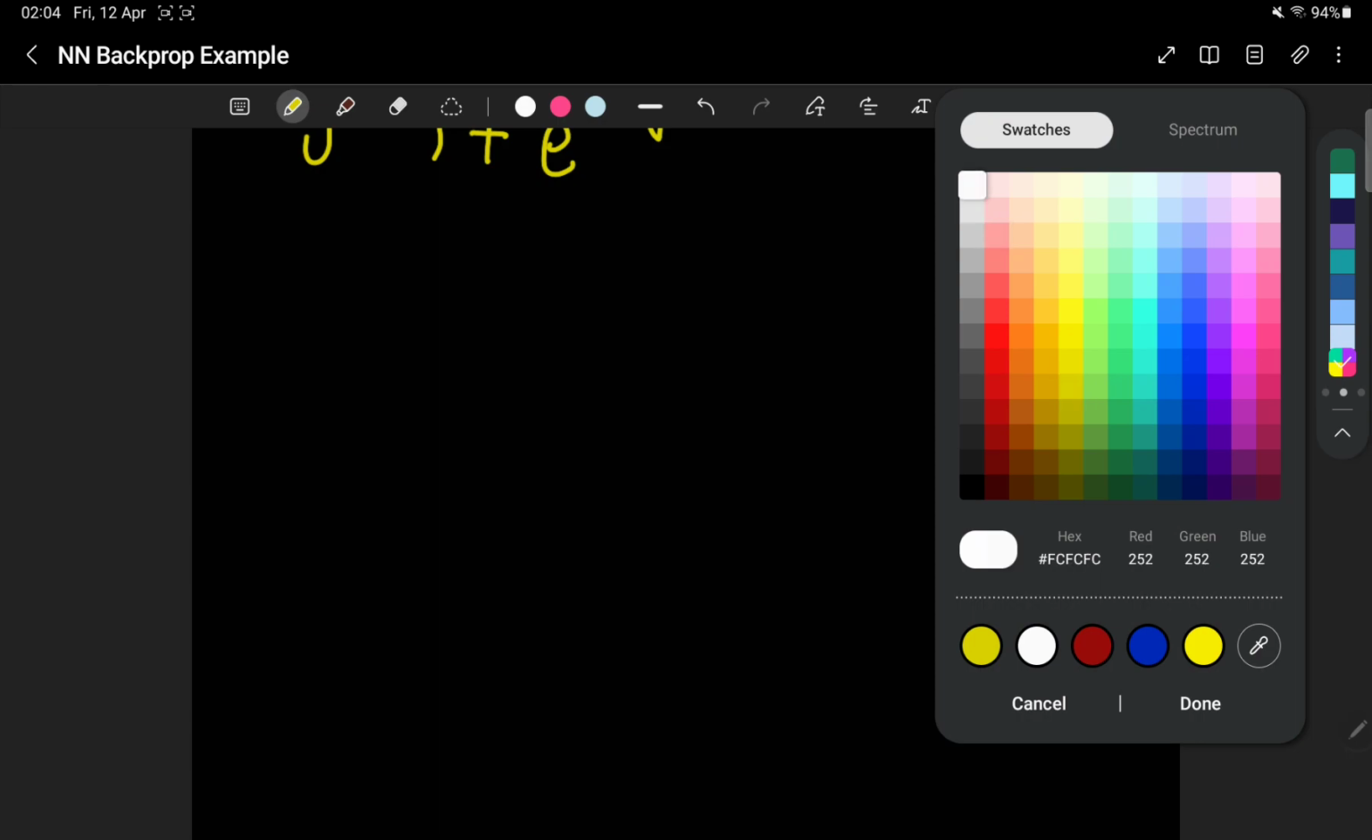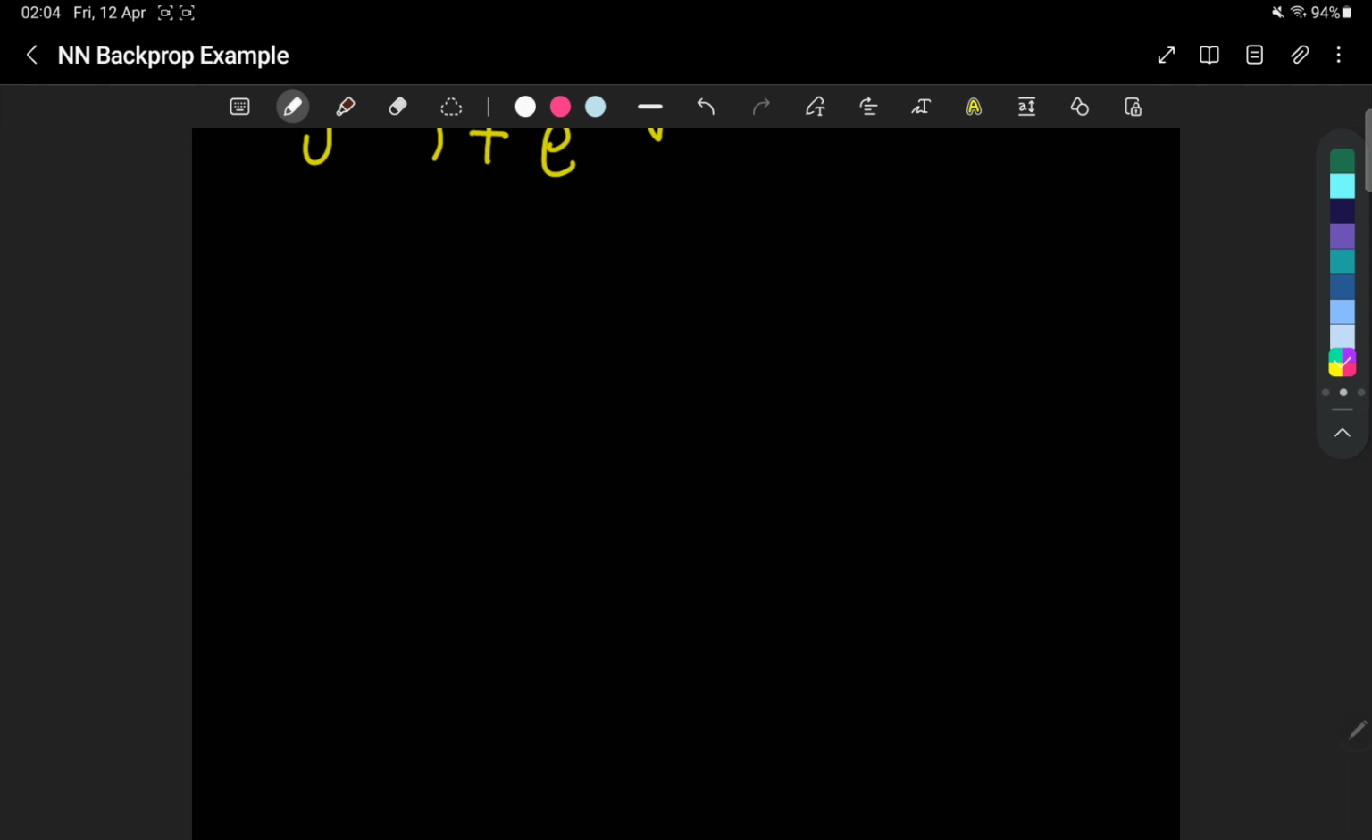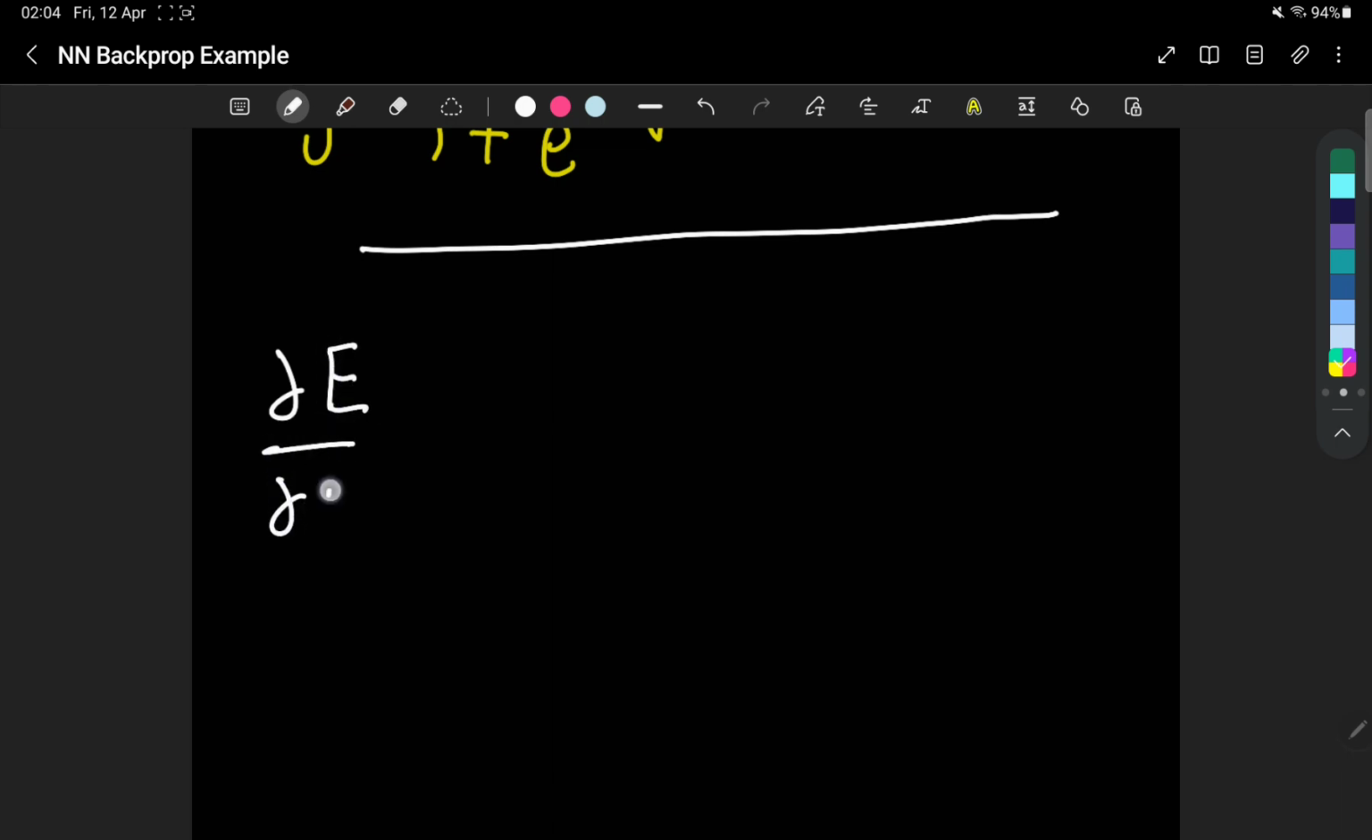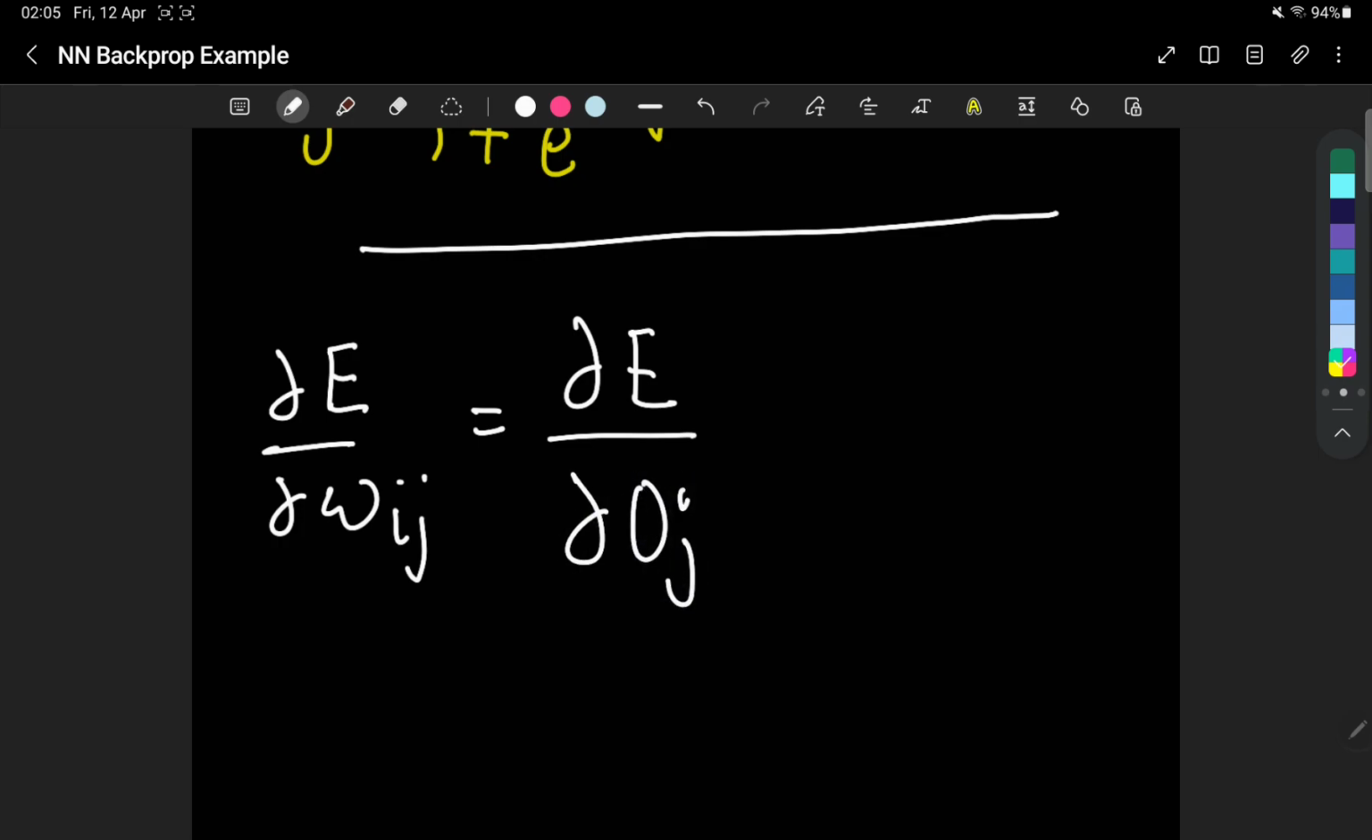So let me just write down the partial derivative expressions for this particular case. The partial derivative expressions would be the partial derivative of E with respect to the weights w_ij, which I have to find, and the weight can be any weight. This would primarily be the partial derivative of E, which is the error function, with respect to o_j, which is the output of any neuron in my output layer.